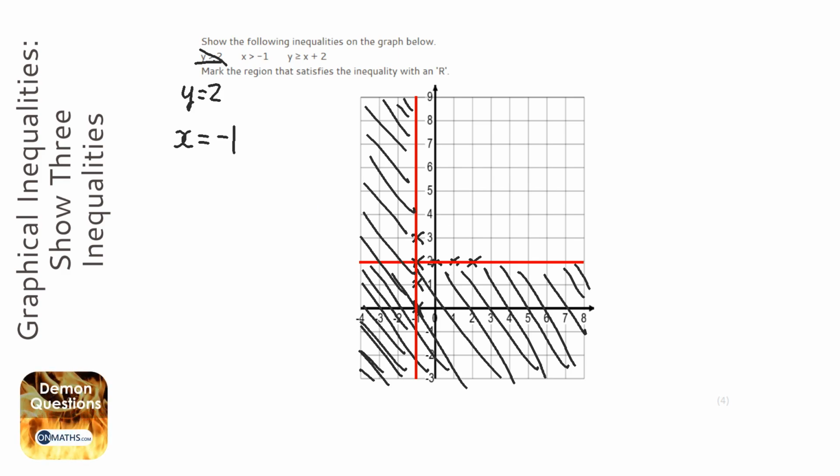Now, on both of the ones we've done so far, y and x can't be on that line. So instead of a straight line, we should really do a dashed line to show that it actually can't be on that line. So I'm just going to make this a dashed line.